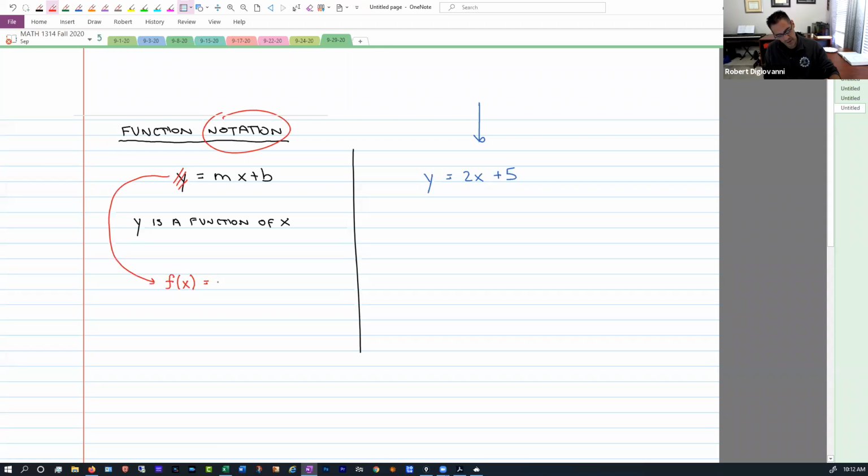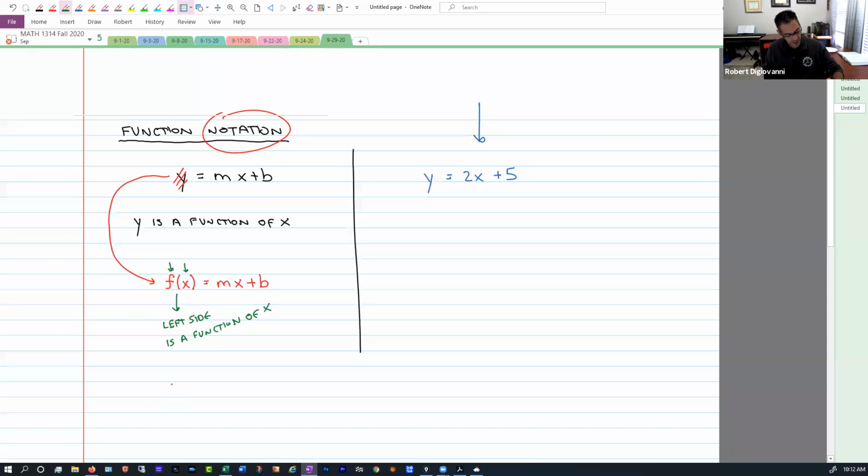And then we just write mx plus b. So this is just a notation change. What this is saying is that the left side of this equation, what used to be y, is a function of x, right? And so that's what this notation means. It is a function of x.